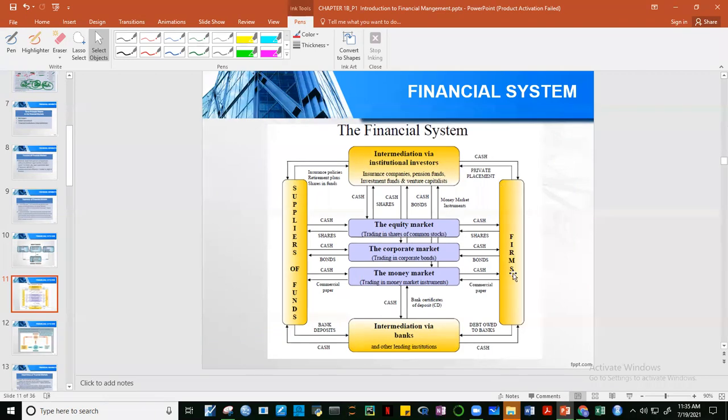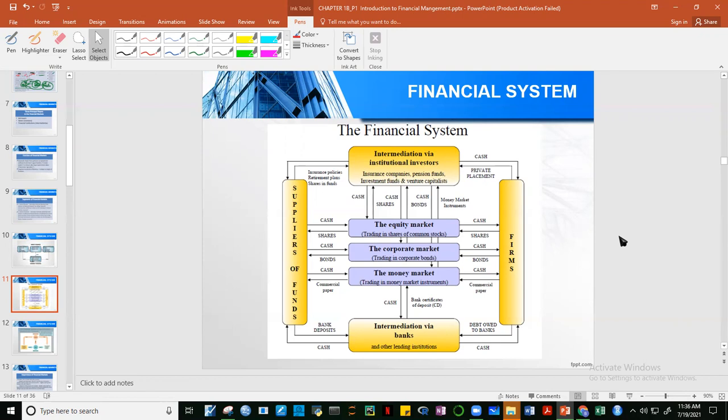Okay, si firm, or si other investors who are selling their shares of stock, ibebenta nila, makakatanggap sila ng cash in return for the ownership shares. Or pwede siyang corporate market, bonds market, kay bonds ang in-exchange dito, or money market, pwedeng let's say treasury bills or commercial papers. Okay, ito yung direct market guys, ito naman yung via intermediation. Either institutional investors or via banks and other lending institutions. Okay, so that's how our financial system works.